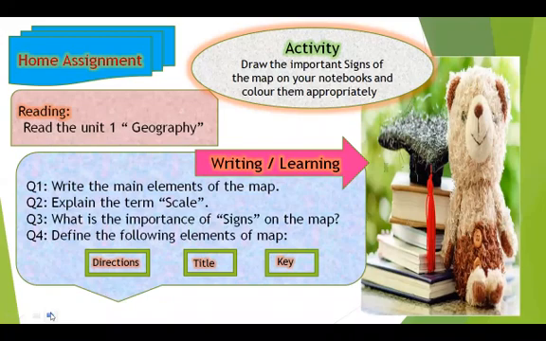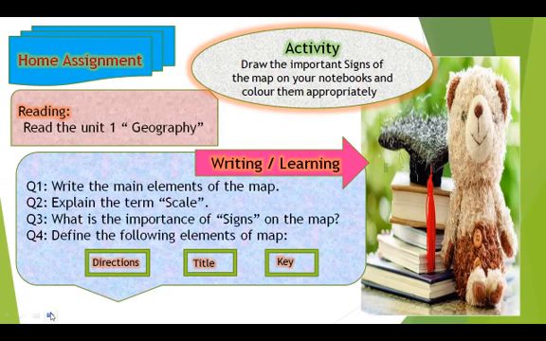Now we must move towards the home assignment. Here is an activity for you students. You must draw the important signs of the map in your notebooks and color them appropriately. Next is reading. You must read Unit 1 geography very carefully. And the next is questions. You will have to write them in your notebooks and learn them by heart as well.